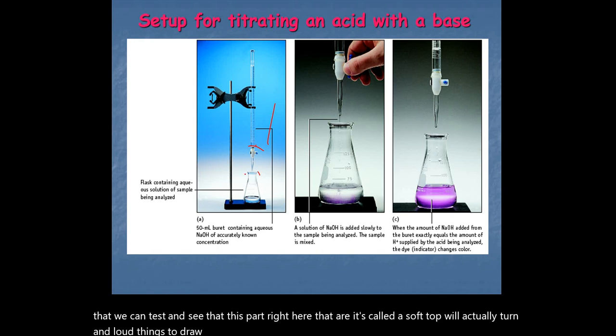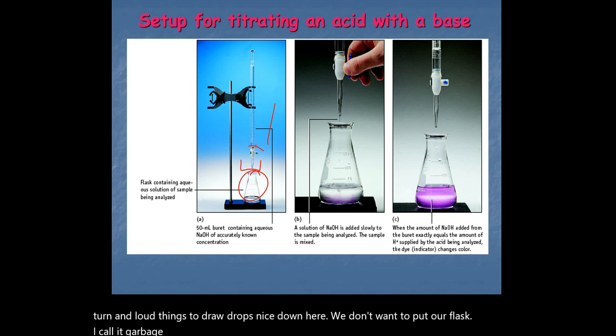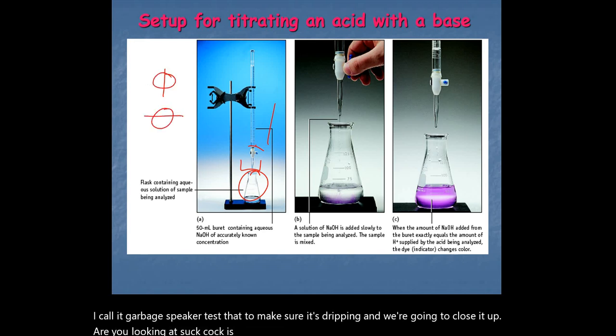Down here, we don't want to put our flask in until we've used, I call it a garbage beaker, to test that, to make sure it's dripping. Okay? Then we're going to close it off. When you're looking at a stopcock, this is open. This is closed. So we're doing a garbage experiment before the experiment? It's really to rinse the burette. So we're rinsing the burette.